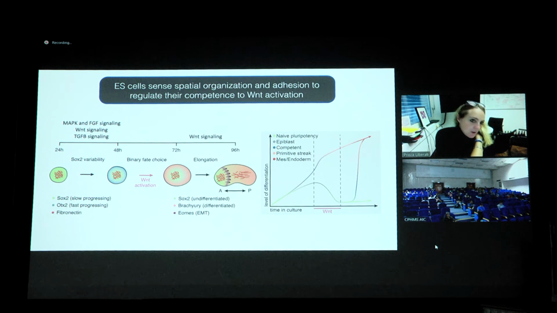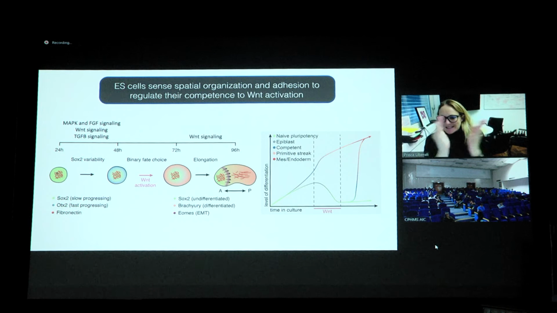To summarize, what I showed you is that the formation of gastroloid goes in these, let's say, 96 to 120 hours, starting from a homogeneous population of ES cells. Very early on at 24 hours, we start having this core of fibronectin. Then, depending also on signaling of MAP kinase and FGF, and also TGF-beta, there is an establishment of SOX2 cell-to-cell variability that is spatially organized, with a core of SOX2 and an outside of non-SOX2 cells.